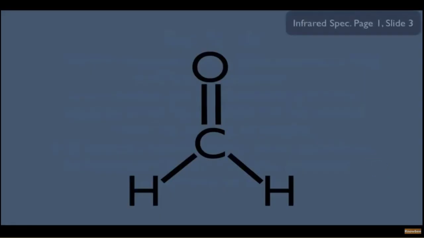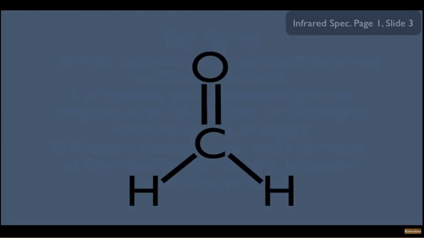What you see here is the molecule formaldehyde. And formaldehyde just so happens to have something called a carbonyl functional group. That is simply the C that's doubly bonded to the O. We call that a carbonyl functional group.